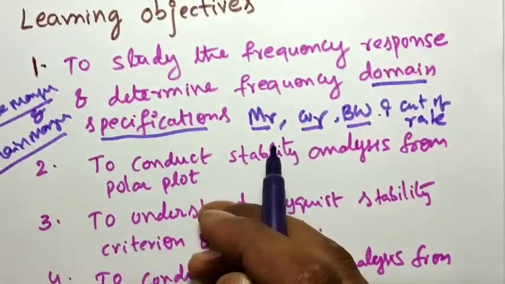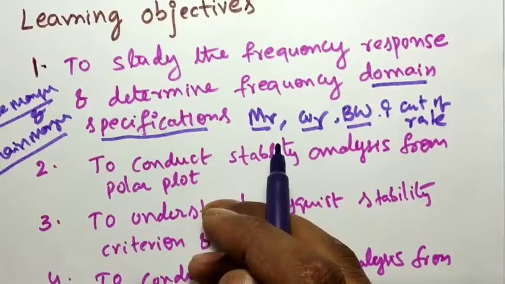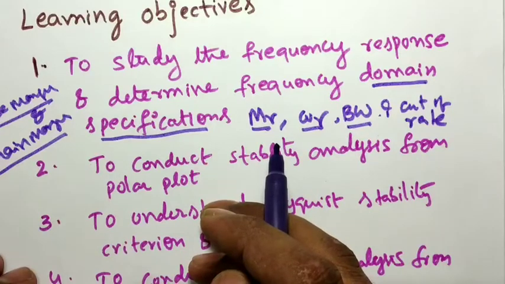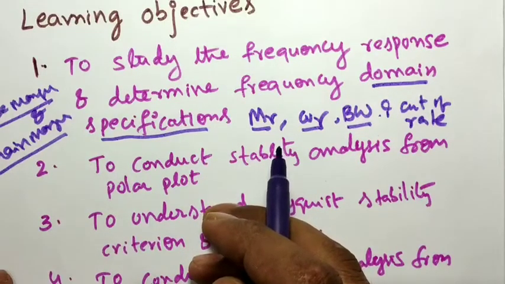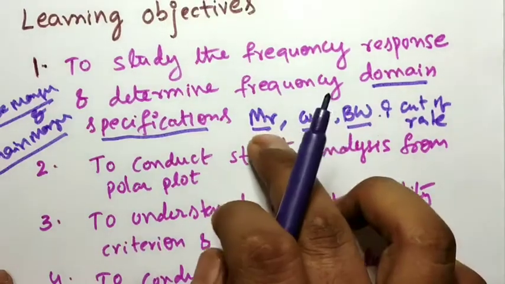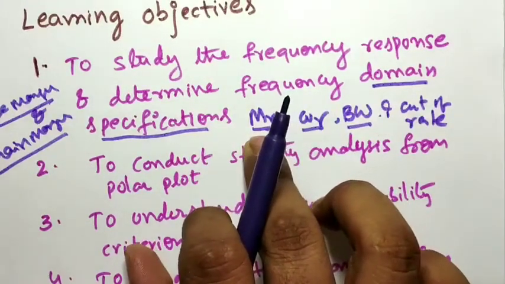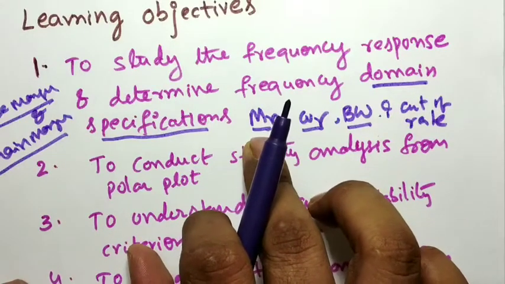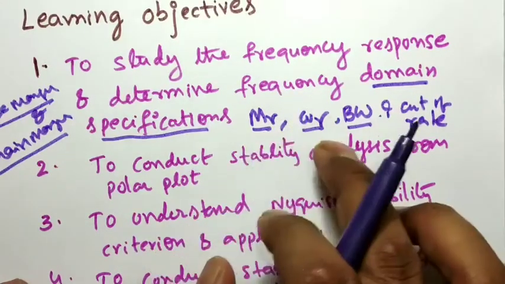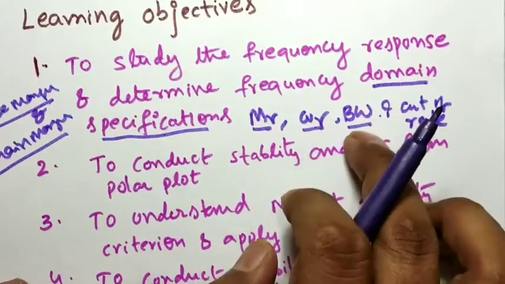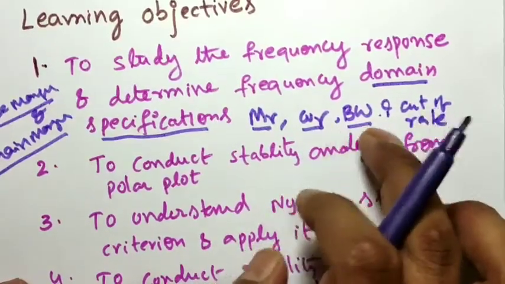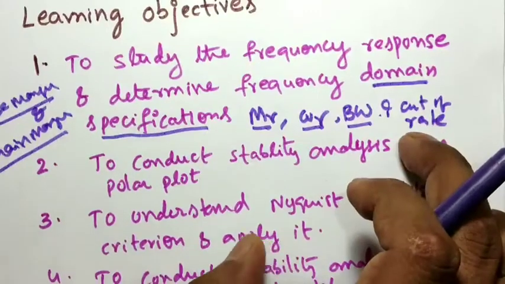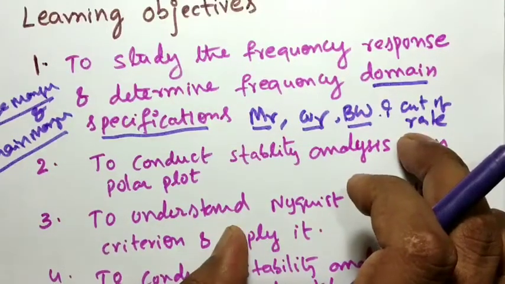Like in the time domain specifications, we had delay time, rise time, peak time, maximum peak overshoot, and settling time. Those are also time domain specifications. Here the frequency domain specifications are these six: maximum resonant peak Mr, resonant frequency omega r, bandwidth BW, cutoff rate, phase margin, and gain margin.